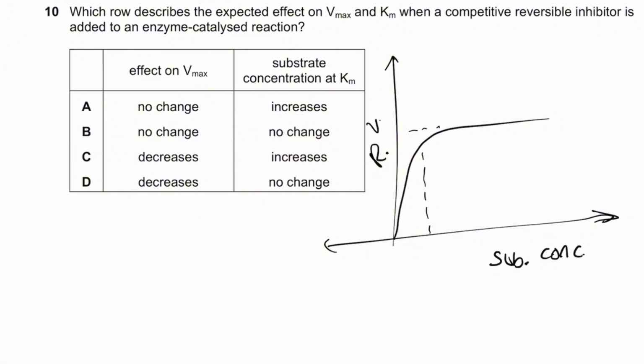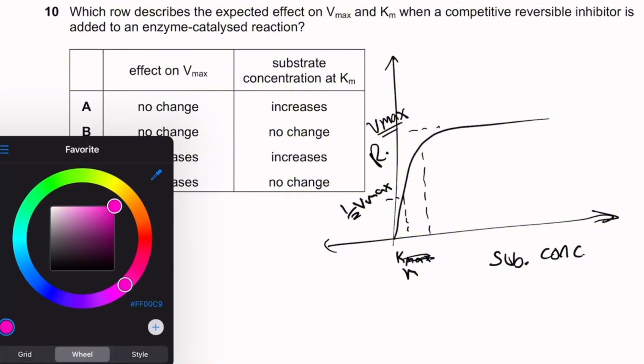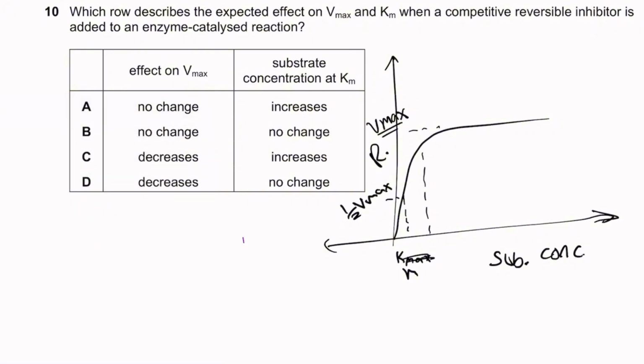At this point, we'd reach the maximum rate of reaction called the Vmax. Now, Km is the substrate concentration at which we reach half the maximum rate of reaction. So when you add a competitive inhibitor, the graph looks something like this. It's going to eventually reach the Vmax, but it's going to look slightly different.